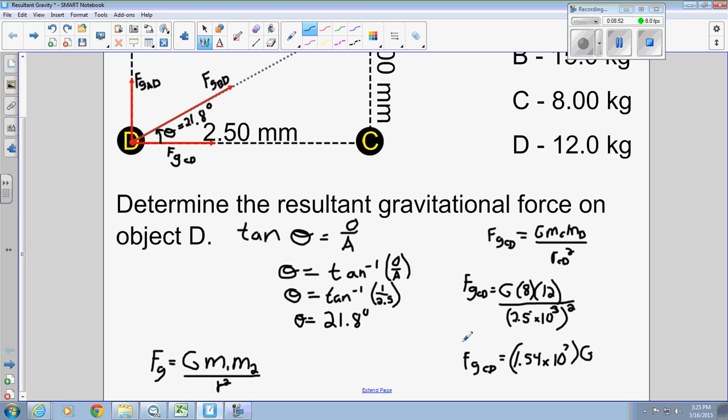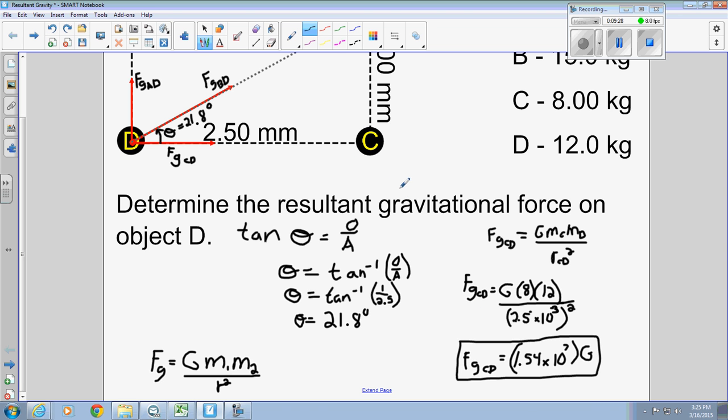When you do your calculating, you get the force of gravity of C acting on D equal to 1.54 times 10 to the 7th times your gravitational constant. And again, we're just leaving the gravitational constant as G. A little easier than having all the scientific notation stuff floating around. Sometimes it's just easier to leave it as G, and then at the very end, we'll multiply through by G to figure out what our values are. That's how you get C to D.